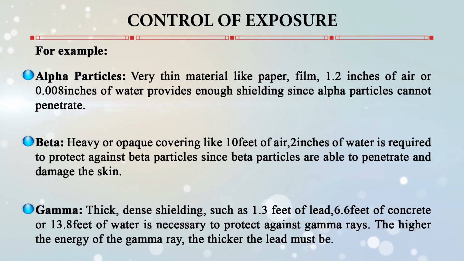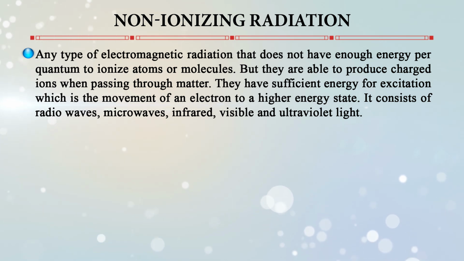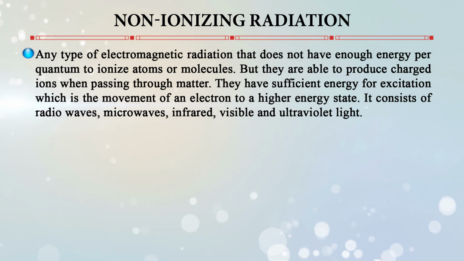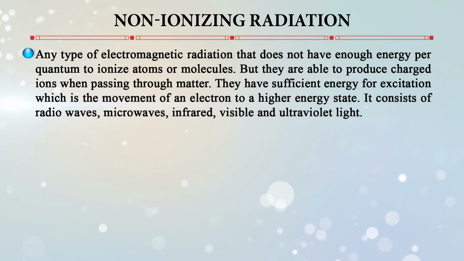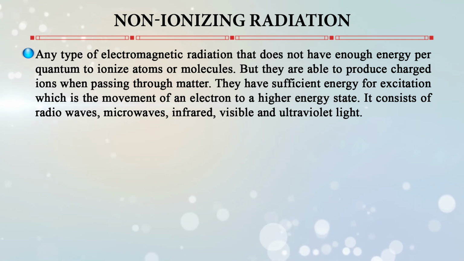So, the higher the energy of the gamma ray, the thicker the lead must be. And then non-ionizing radiation, if we consider it, is any type of electromagnetic radiation that does not have enough energy per quantum to ionize atoms or molecules, but they are able to produce charged ions when passing through matter.